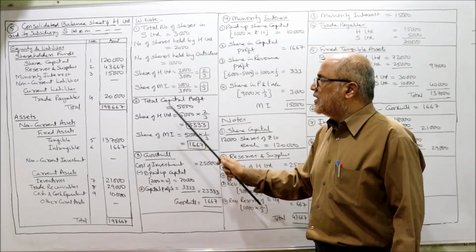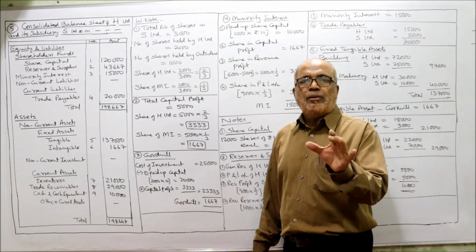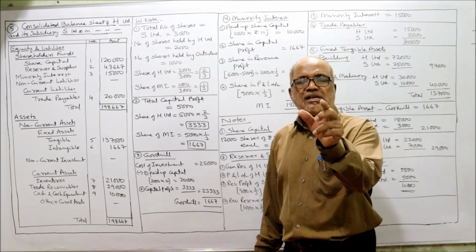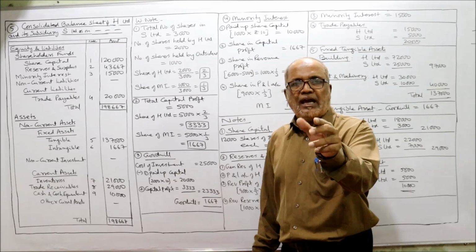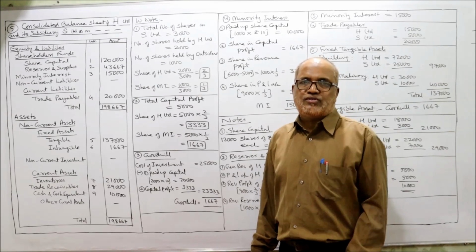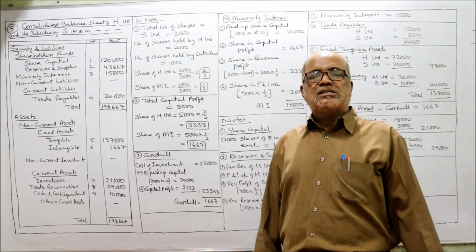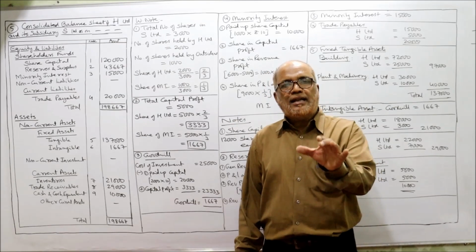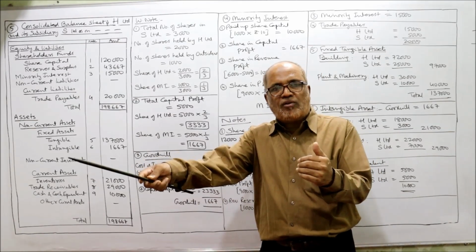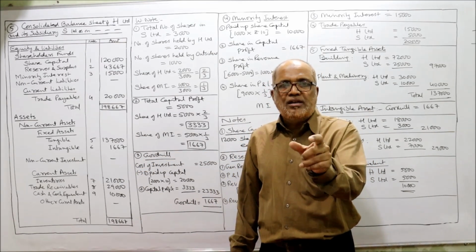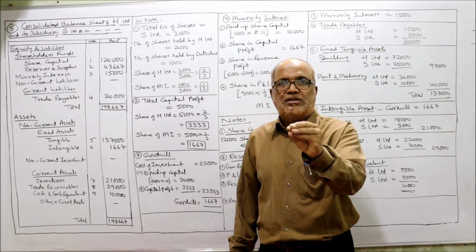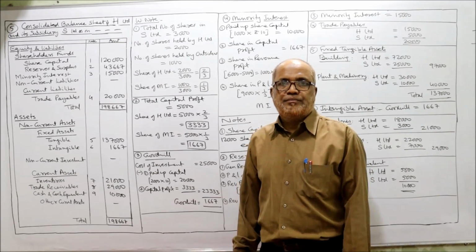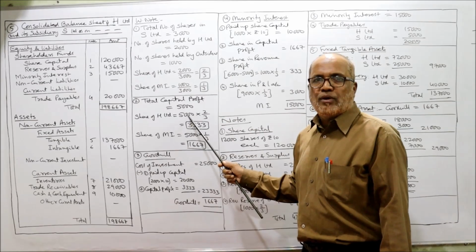First working note complete. Second, total capital profit. Capital profit means any reserves or profit appearing at the time of acquisition of shares. In the problem, last line it is given. At the time when H Limited acquired the shares of S Limited, there was a general reserve of rupees 5,000 at the time of acquisition. So 5,000 rupees is the capital profit.